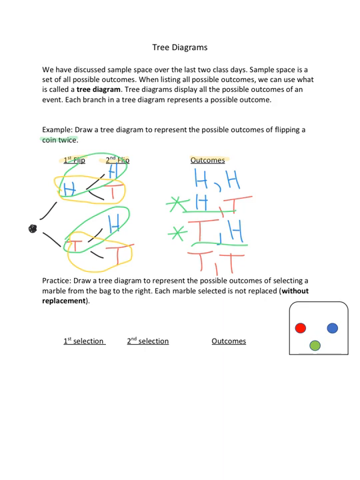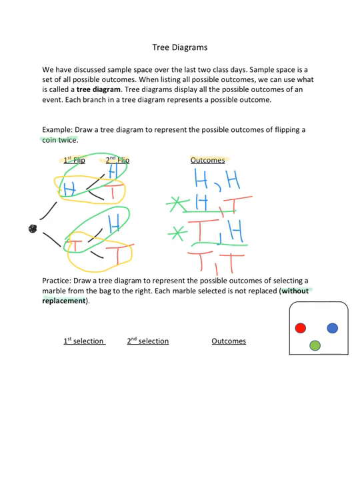So in the practice problem below, once again, we're going to be using a tree diagram. It's going to ask us to draw a tree diagram to represent the possible outcomes of selecting a marble from the bag to the right. Each marble selected is not replaced, without replacement. It's important to note, and it is bolded for us, this word, without replacement.